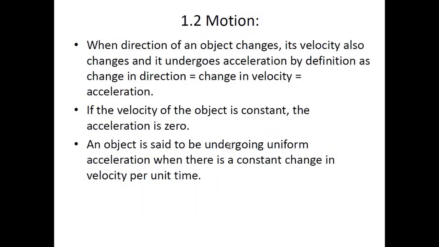When the direction of an object changes, its velocity also changes, hence it undergoes acceleration. As change in direction means change in velocity, and that by definition becomes our acceleration. If the velocity of an object is constant, then the acceleration is considered as 0, because no change is taking place in terms of velocity. Final and initial velocity would give a difference of 0, and 0 divided by time, whatever the value of time, would also give the answer as 0. An object is said to be undergoing uniform acceleration when there is a constant change in velocity per unit time.